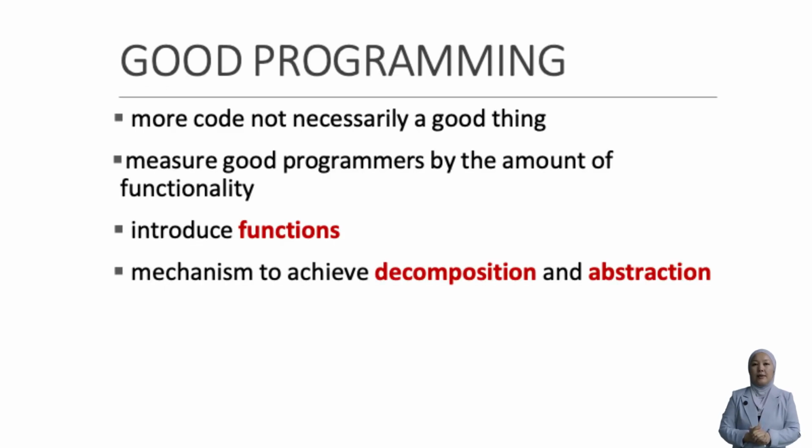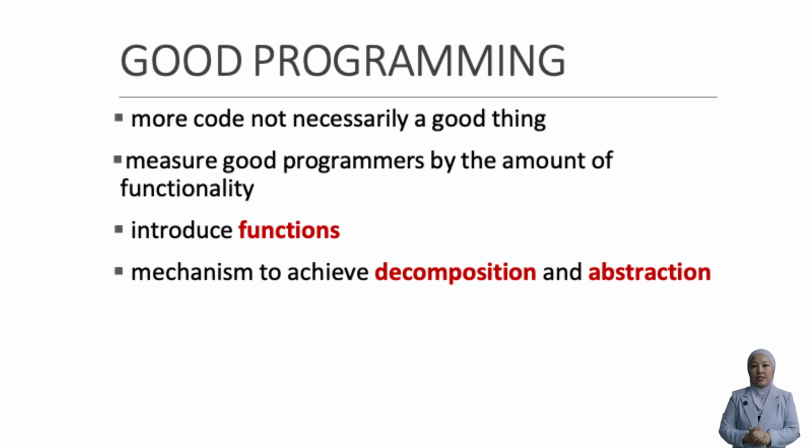Let's start with a fundamental shift in perspective. In programming, more code is not necessarily better. 1,000 lines of messy, repetitive code is worse than 100 lines of clear, well-organized code. We measure good programmers not by the volume of their code, but by the amount of functionality and clarity they achieve per line. Our goal is to write less code that does more.